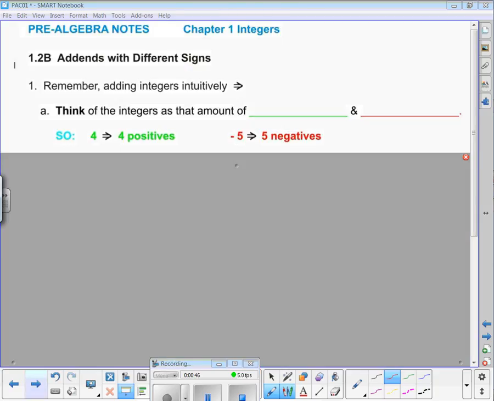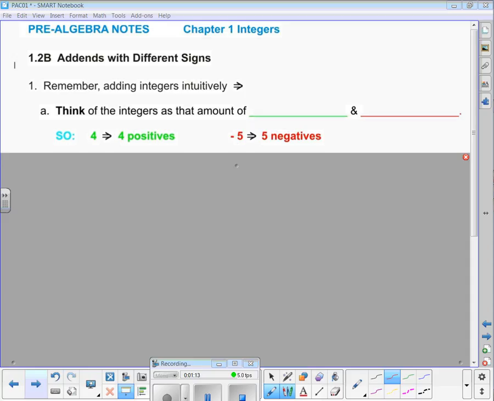All right, this is 1.2b, adding with different signs. So let's go ahead and get started. First off, you got to remember we're adding intuitively. We need to get to the point where number lines, which work great and are easy, but are not practical, are no longer needed. We've got to get to the point where we can add positive and negative numbers without a number line.